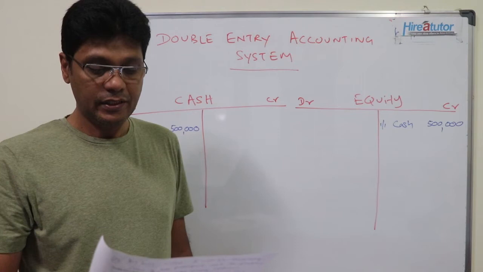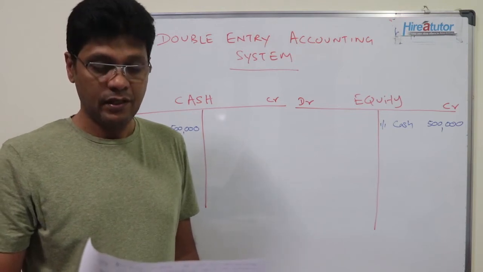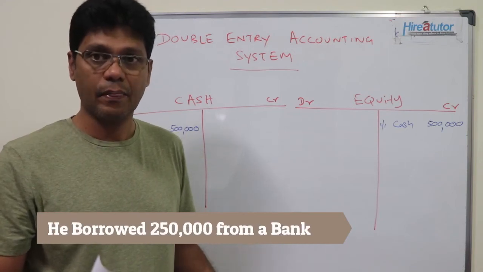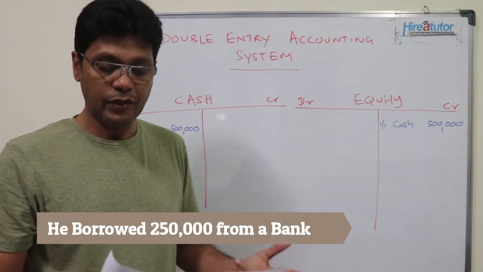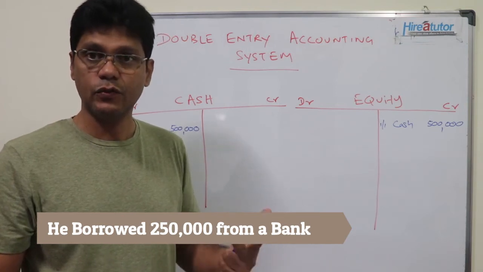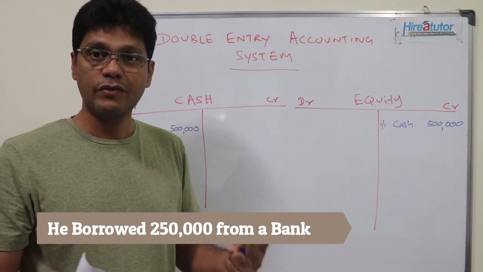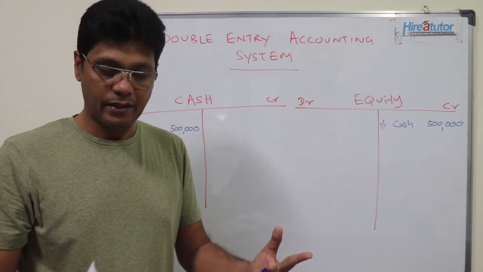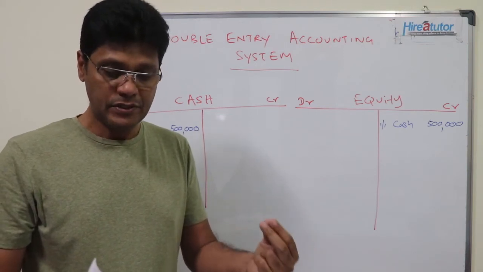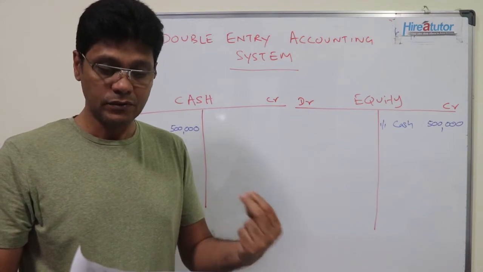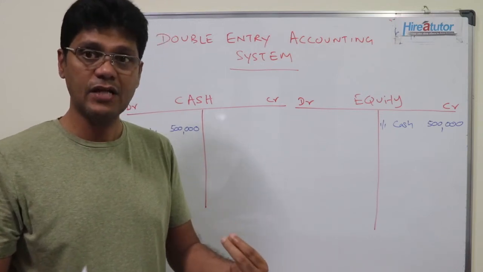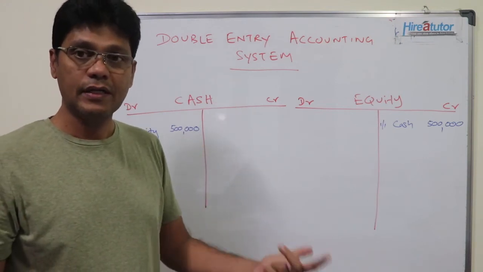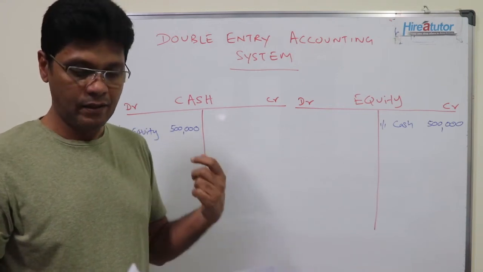Now let's move on to the second transaction. He borrowed 250,000 from a bank. Okay, so here to record this particular transaction also we need two accounts. So what are the two accounts we need? He borrowed 250,000 from a bank. See the impact, see the dual impact. The business will receive cash 250,000. So therefore we need cash account. Cash account is already there. So you don't need to open another account because cash account is already there.